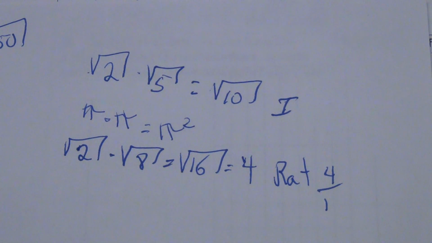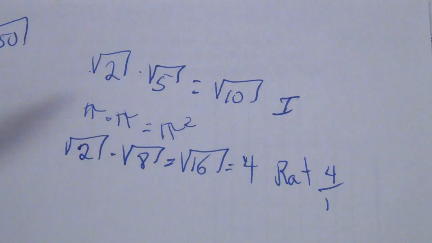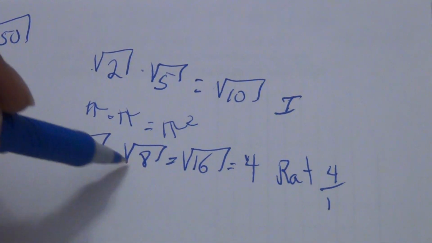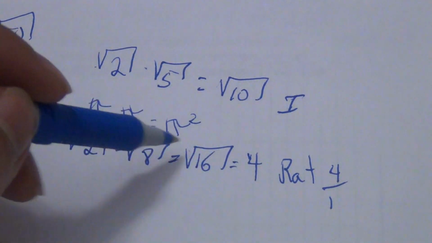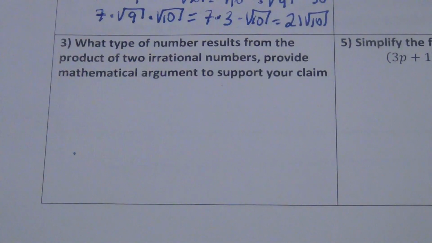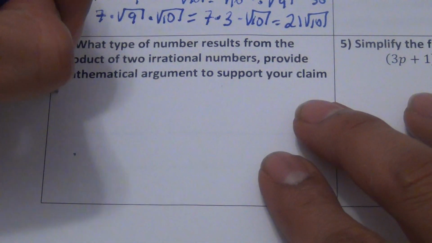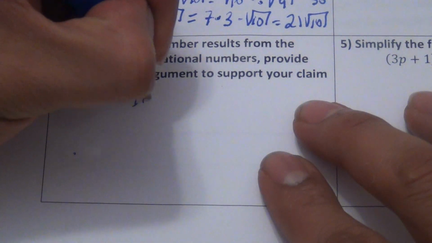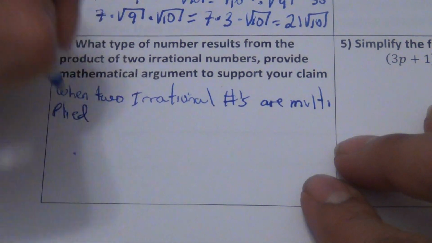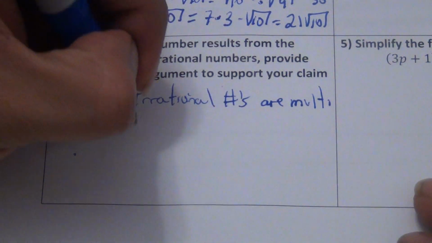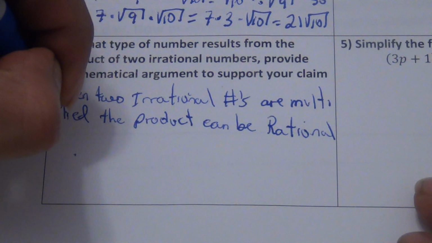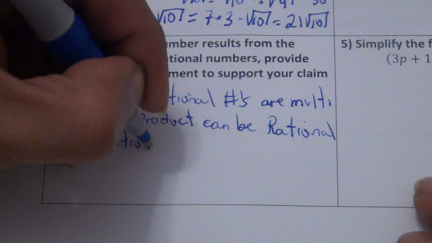So in conclusion, I did multiply two irrational numbers and I got irrational. But then I continue and I still got irrational. But then I continue, and when I multiply two irrational numbers, the product, the multiplication, was rational. So then what does that say about multiplying two irrational numbers? Okay. When two irrational numbers are multiplied, the product can be rational or irrational. See that?